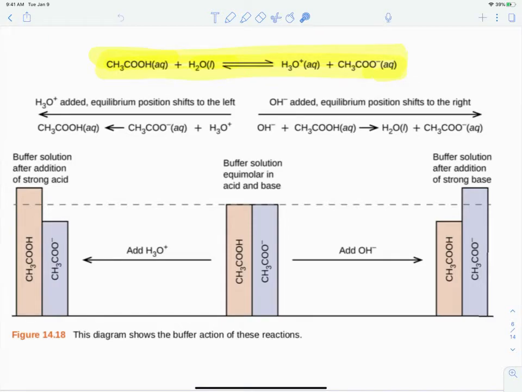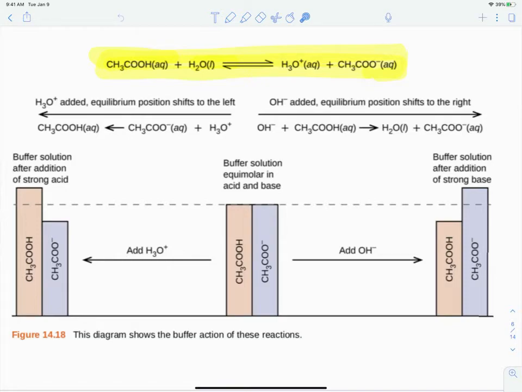And when it shifts to the left, of course, there's going to be a little bit more acid produced, and there's going to be a little less acetate. So this ratio is going to be slightly different than it was initially, but it's only going to change a small amount because of this equilibrium reaction, that it's able to move to the left. And so the pH is going to change, but only by a small amount.